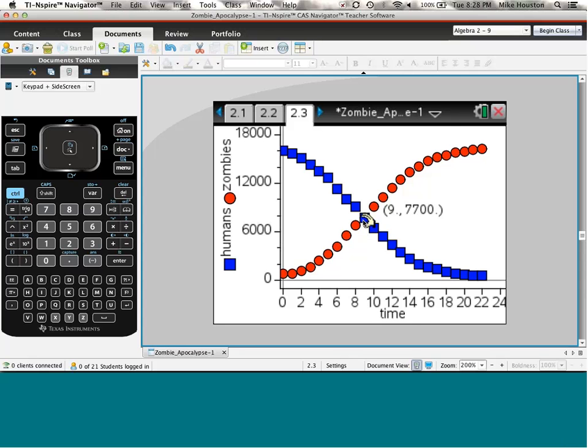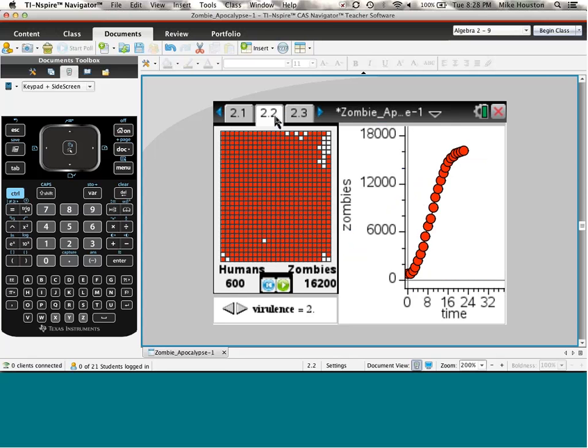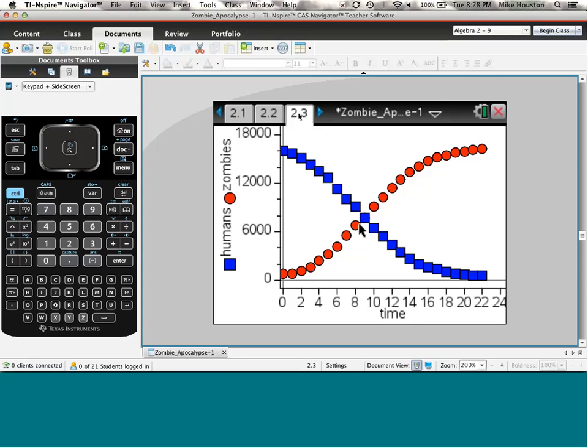These things lend themselves very nicely to pretty straightforward mathematical equations, which are available on those handheld devices. And what I really like, and want to add, is that as we reset this graph and then change the virulence, it automatically regenerates a new graph on page 2.3.